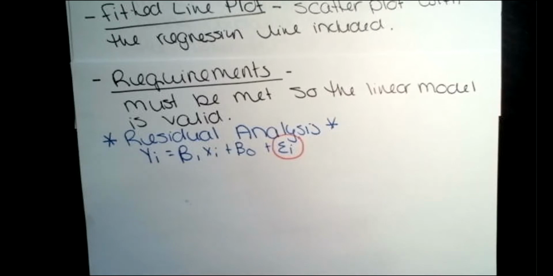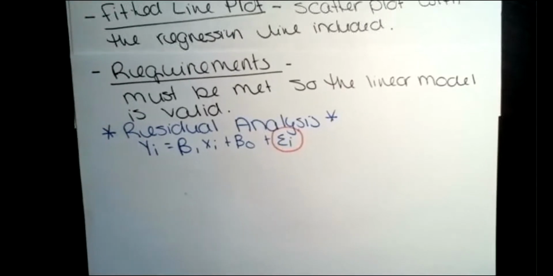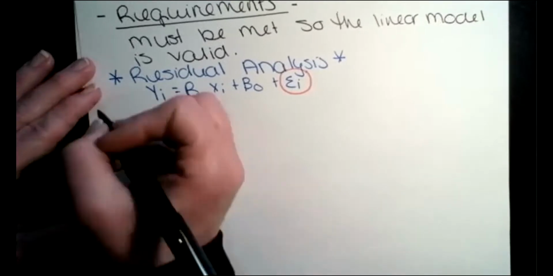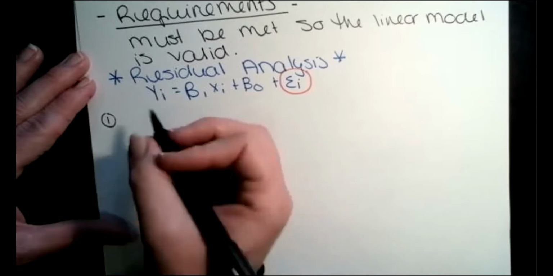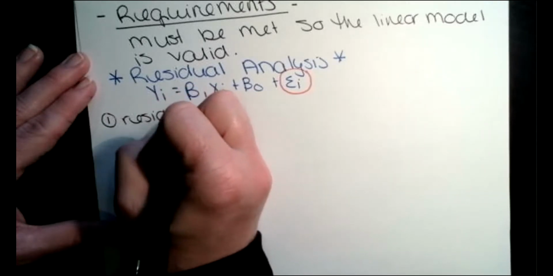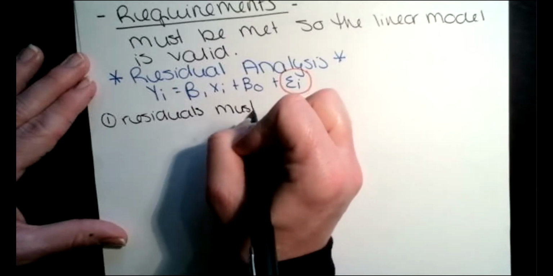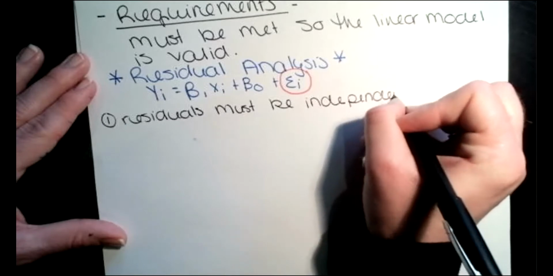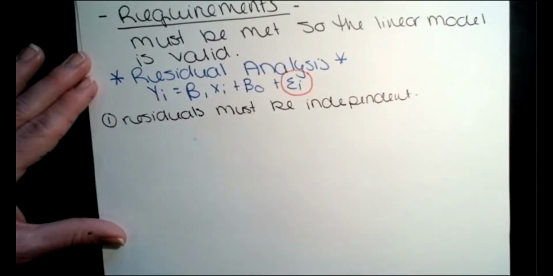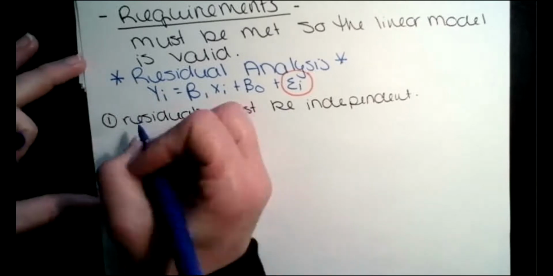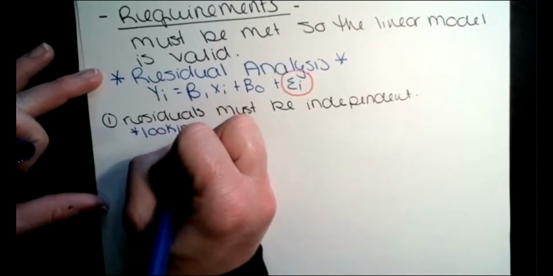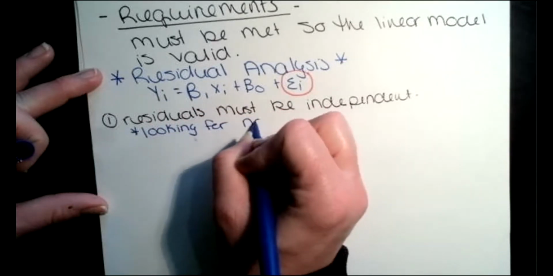All right, so I'm going to quickly go over these 4 things. Like I said, we will look at them a little bit on today's daily, but we're going to really do more with them next class, okay? So the first requirement is that the residuals must be independent. What I'm looking at here is no pattern. I'm looking for no pattern.